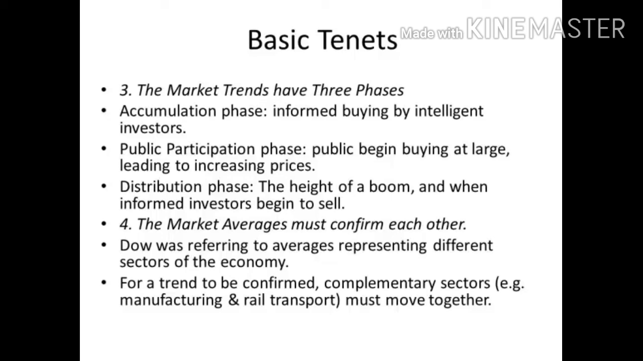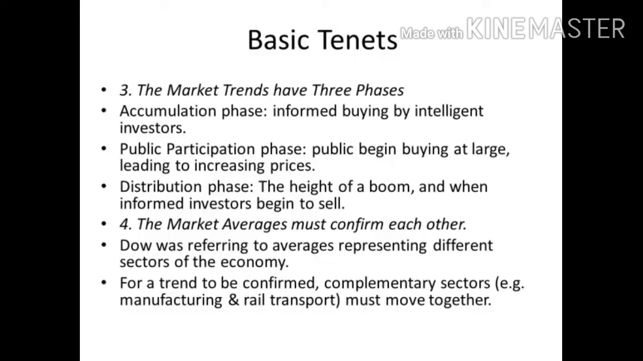So the first phase is the accumulation phase. The accumulation phase is informed buying by intelligent investors. So this is when the intelligent investors who are highly skilled, know something about this stock, start buying. The second phase is the public participation phase. In this phase, news of the stock starts to spread, and the public begin buying at large. And once the public start buying, prices of the stock start going up. And this of course leads to more buying and prices continuing to go up.